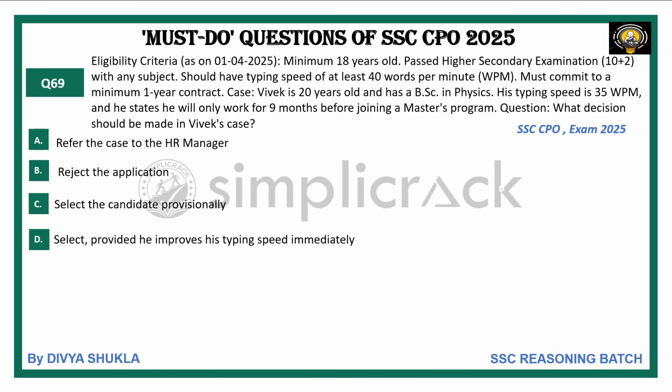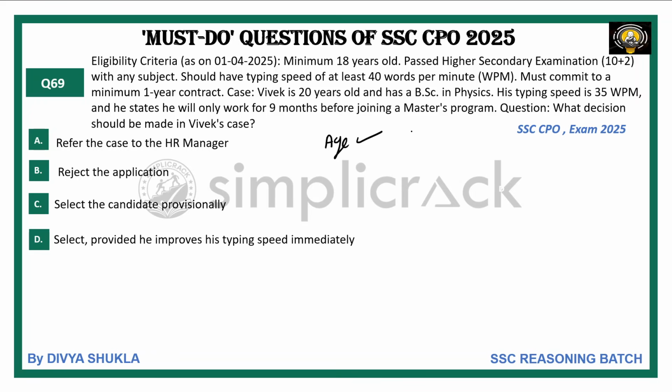They should have passed higher secondary examination, that is 10 plus 2 with any subject, should have a typing speed of at least 40 words per minute, and must commit to a minimum 1 year contract. So now you are given a case. The case is that he is 20 years old. So you can see that the age criteria is fulfilled, and he has a BSc in physics.